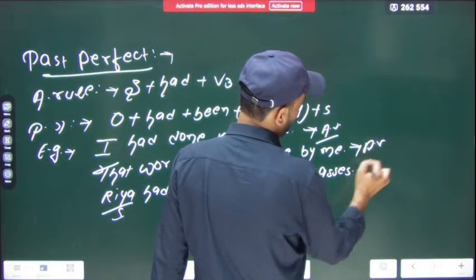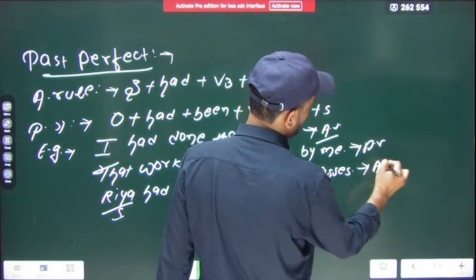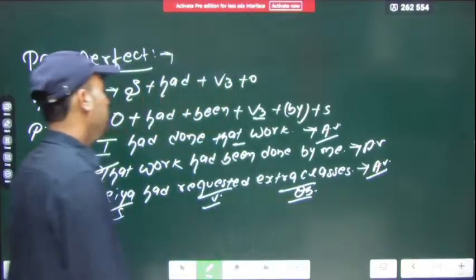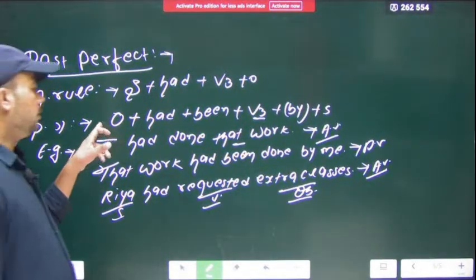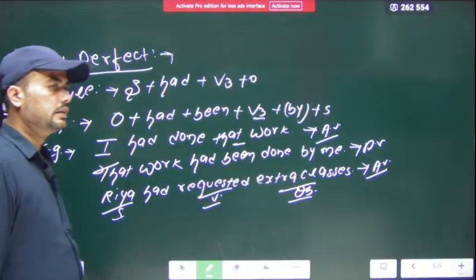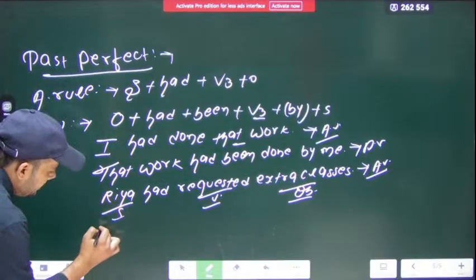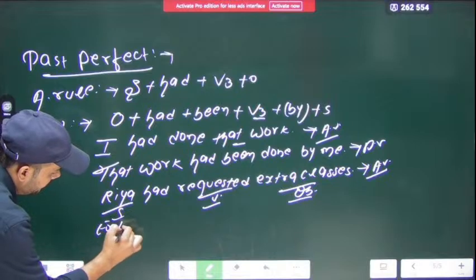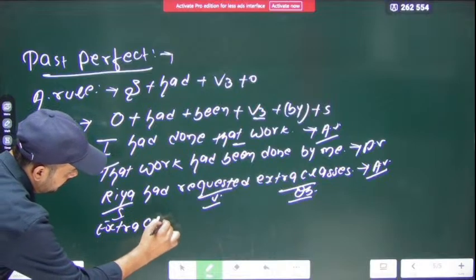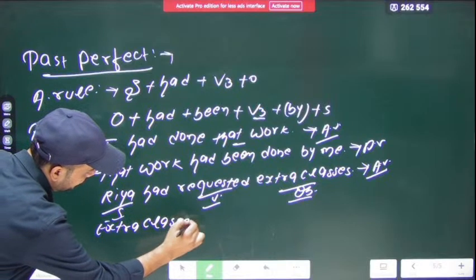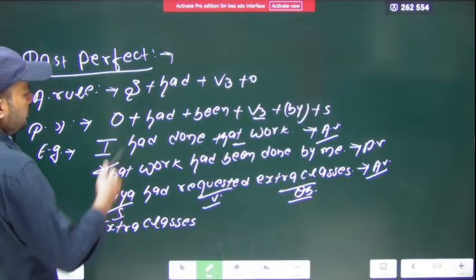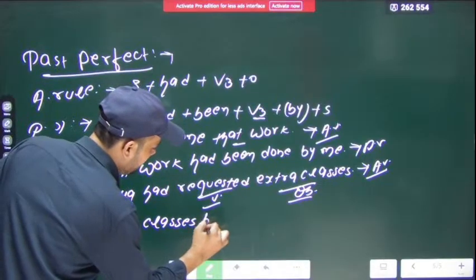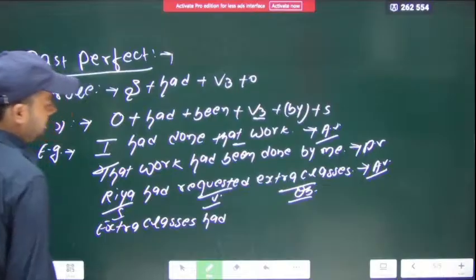Now if I make the passive of this sentence, then see what it can become. First of all, as per the rules, we have to take the object. What is the object here? Extra classes. Can I write extra classes here? Extra classes. After the object we have to take had, so I will write here had. Extra classes had.